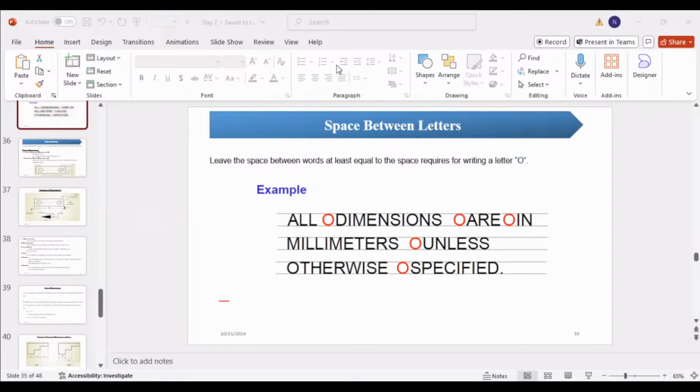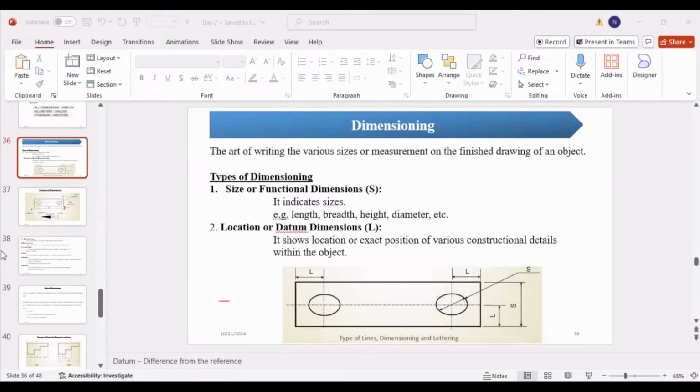Okay, let's continue. Before we move on to this dimensioning part, let's take a 5-minute break, okay? Take a 5-minute break and let's come back refreshed.